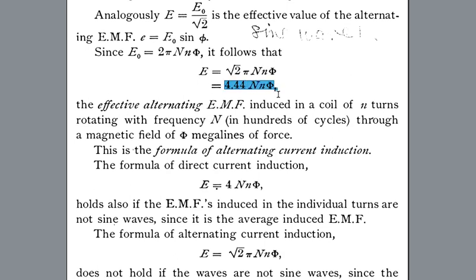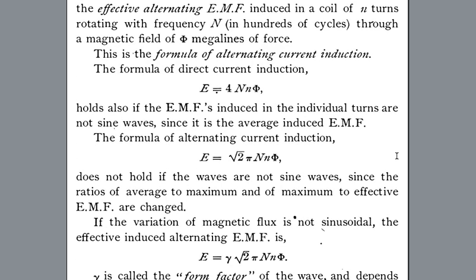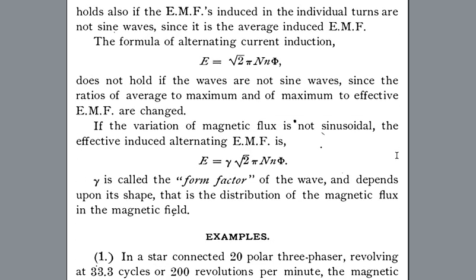This is the effective alternating electromotive force induced in a coil of N turns rotating with frequency n in hundreds of cycles through a magnetic field of φ megalines of force. This is the formula of alternating current induction. The formula of direct current induction, E equals 4nNφ, holds also if the electromotive forces induced in the individual turns are not sine waves, since it is the average induced electromotive force. The formula of alternating current induction, E equals square root 2 π nNφ, does not hold if the waves are not sine waves, since the ratios of average to maximum and of maximum to effective electromotive force are changed.